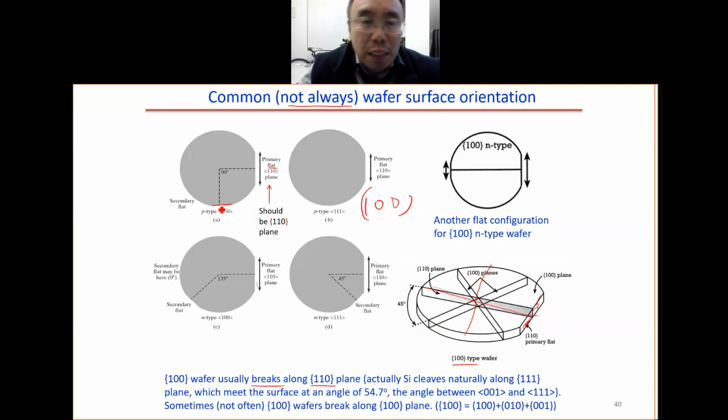That means if you have the wafer here, you can break like this easily. You break it into many pieces, so in the end you get a rectangular shape. Each piece is rectangular for the case of the 100 wafer. For the 111 wafer, the breaking is also along the 110 direction, but you will get something like this.